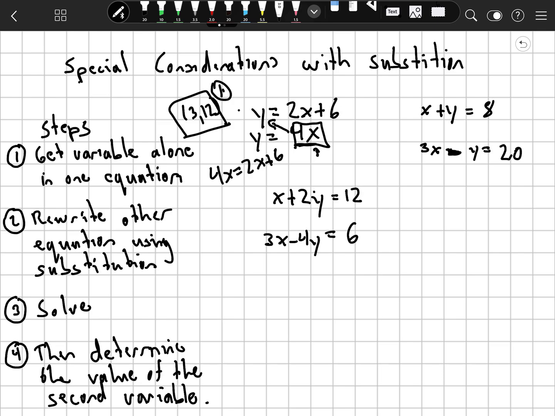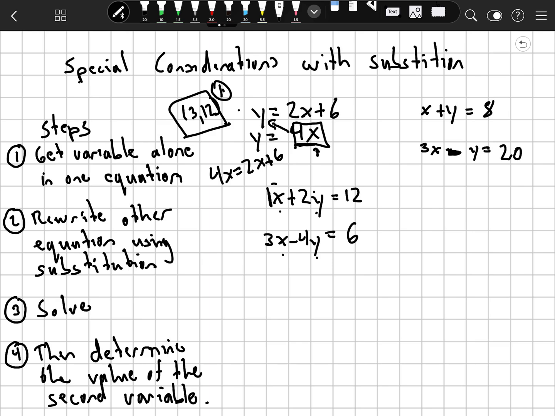Okay, let's take a look at this one right here. x plus 2y equals 12, and 3x minus 4y equals 6. Well, we could get the x alone, the y alone, the x alone, or the y alone. I'm choosing this x right here because it has a coefficient of 1 in front of it. If we had to choose one of the others, we'd have to divide by 2 or 3 or 4. And as soon as you start dividing things, you're going to end up with fractions sometimes that are more difficult to work with.